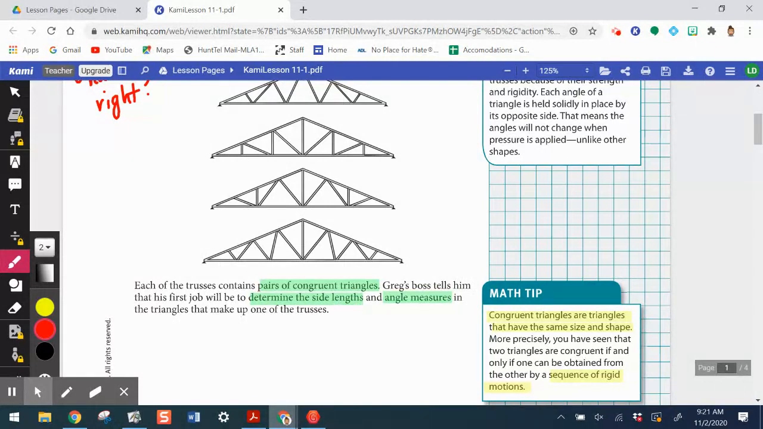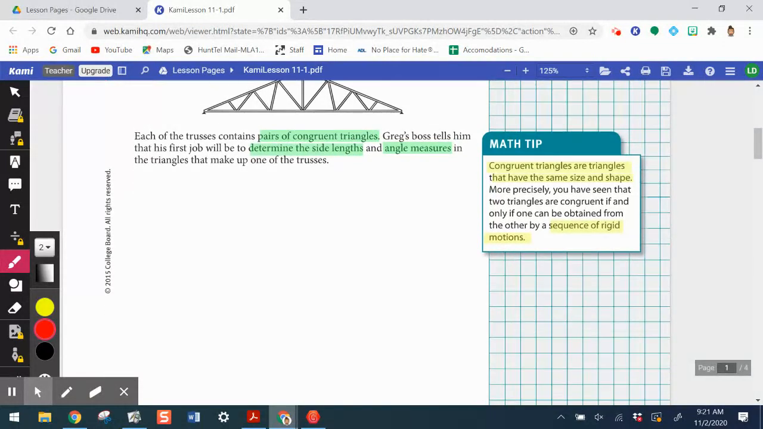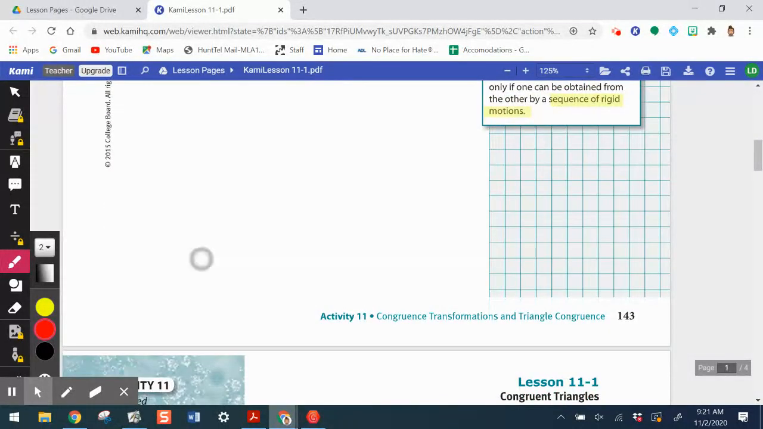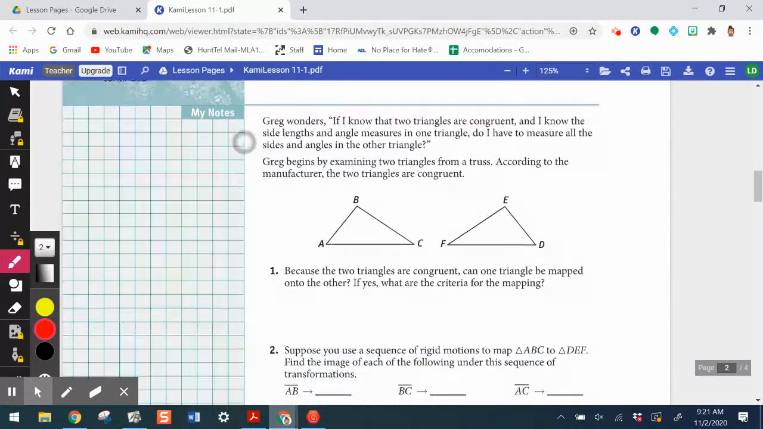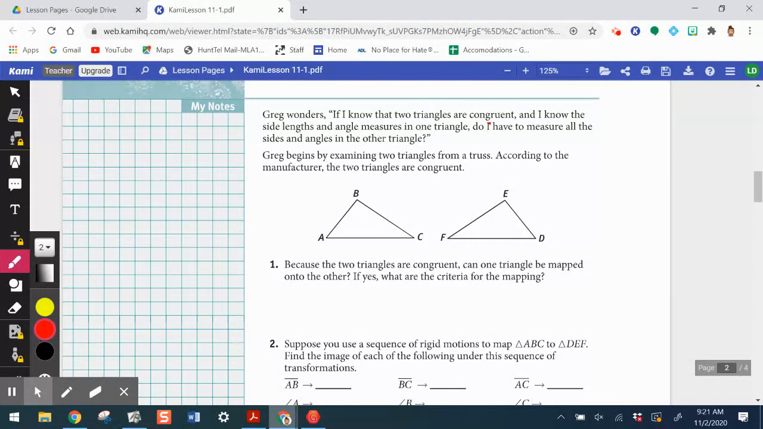Well, just like any normal person, Greg starts to think, do I really have to measure every single side and every single angle of these trusses? Work smarter, not harder, right? So let's continue on in our text. Greg wonders, if I know that two triangles are congruent and I know the side lengths and angle measures in one triangle, do I really have to measure all the sides and angles in the other triangle?